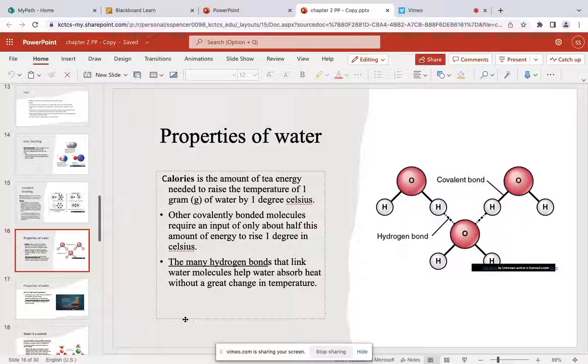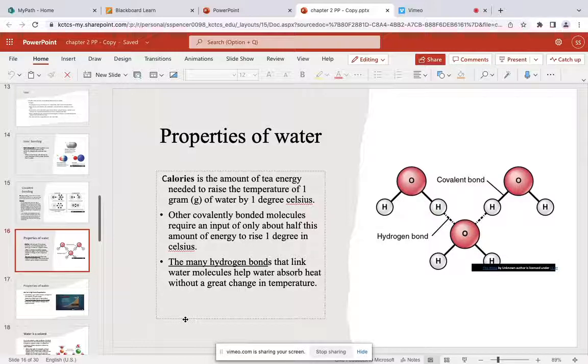It's the many hydrogen bonds that link water molecules that help water absorb heat without a great change in temperature. The reason that water is so good at not changing temperature is due to the strength of this hydrogen bond. Hydrogen bonds are the strongest of the bonds. So far we've talked about ionic bonds, covalent bonds, and now hydrogen bonds. This is kind of unique to water. I talked about covalent bonding being present within water, but the hydrogen bond is the bond responsible for making water able to absorb so much heat without a great change in temperature. Again, it's the strongest of the bonds.